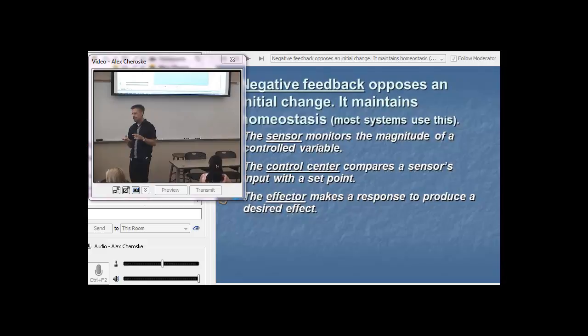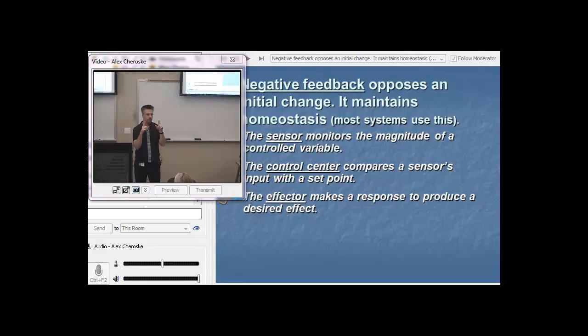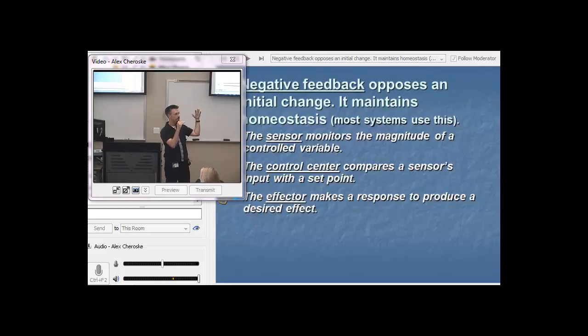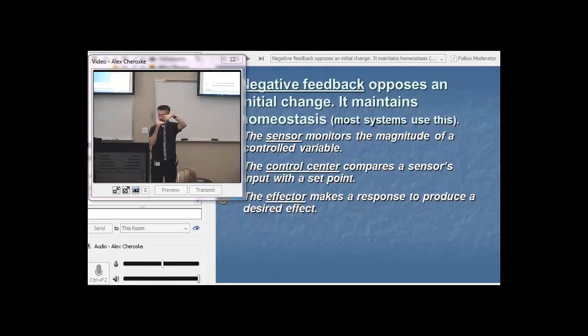So what that means is, if inside of your body or inside of this room, it's set to 79 degrees and it starts to get too warm, a negative feedback system will kind of nudge it back down to the set point. So any way it starts getting away from the set point, this negative feedback system will push it back towards the set point. It opposes whatever change just happened, right?